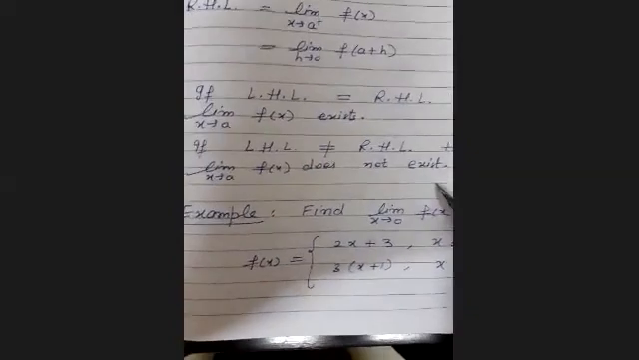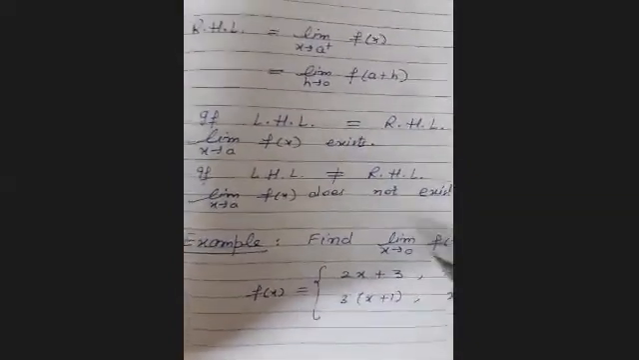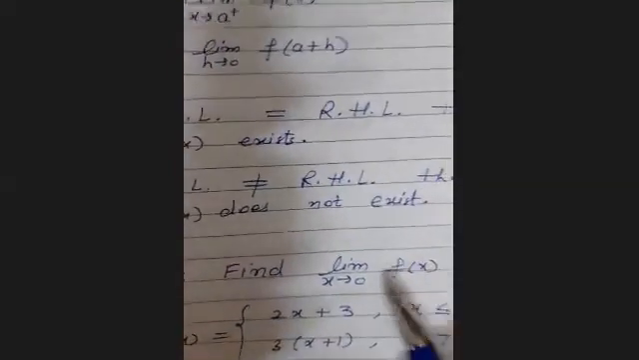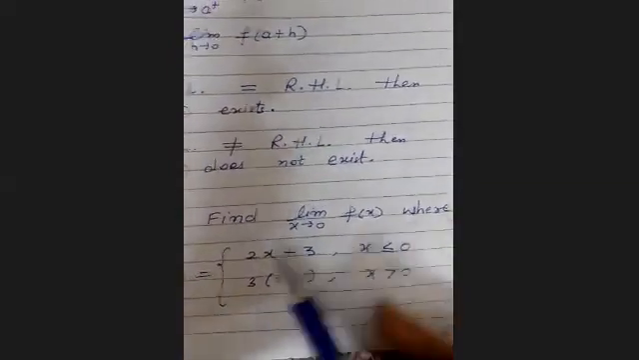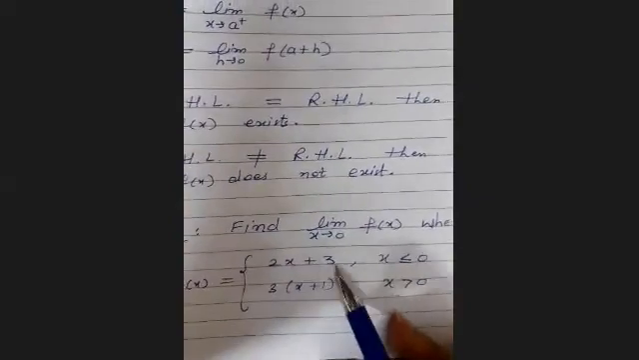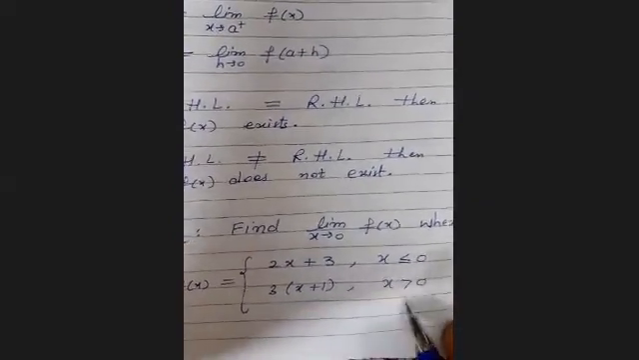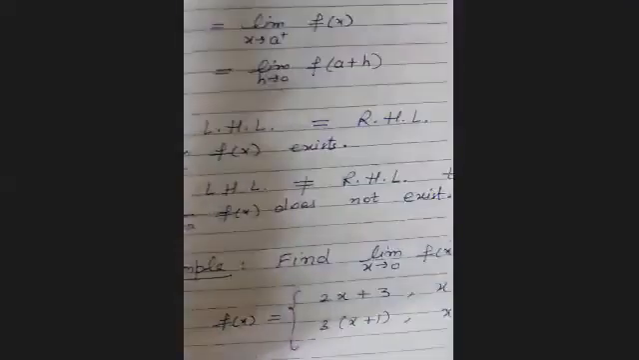Let us discuss some examples based on it. And the question is, you can see, find limit x tends to 0 of the function, where the function is given to you as 2x plus 3 when x is less than or equal to 0, and 3(x plus 1) when x is greater than 0. Now you can see here what we will do. We will evaluate both the limits. I am writing the function again.